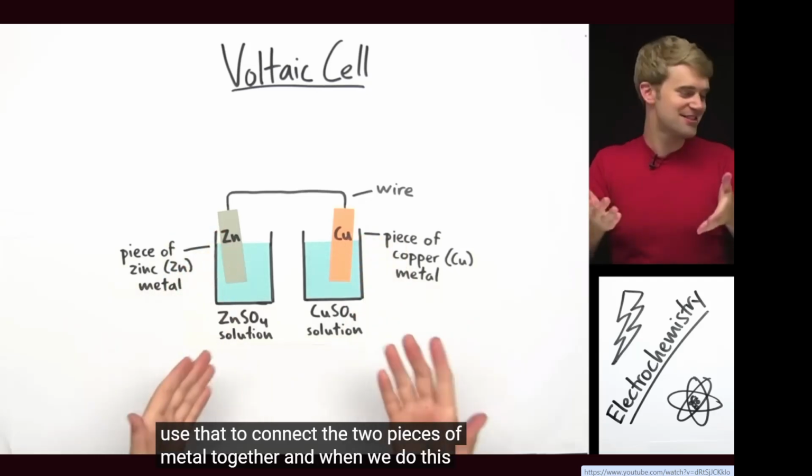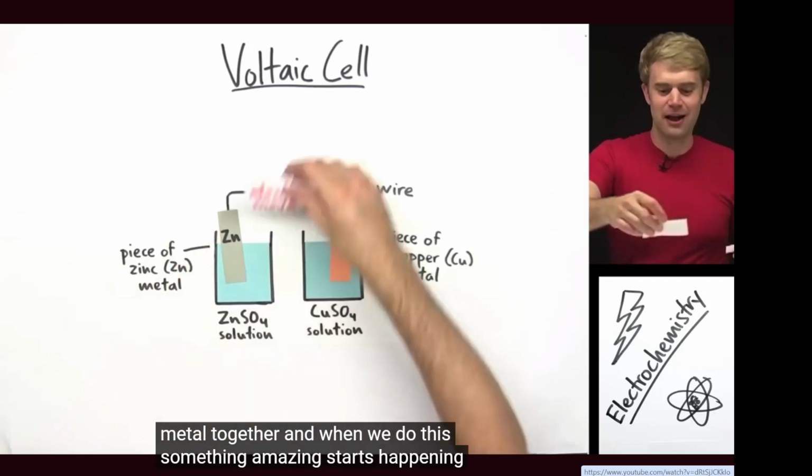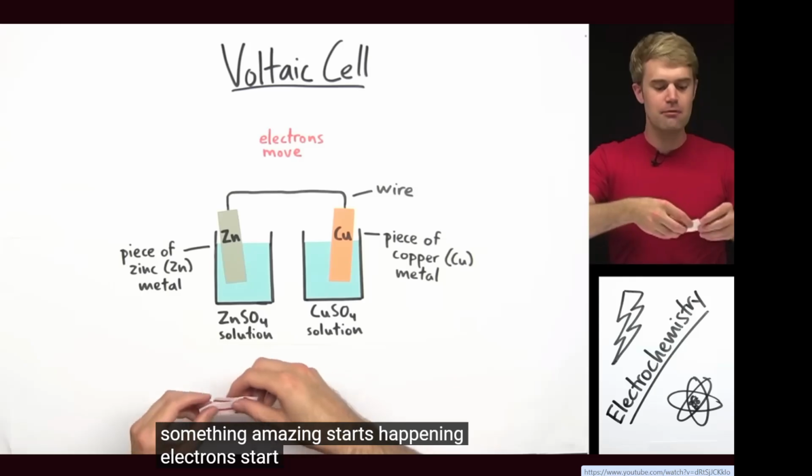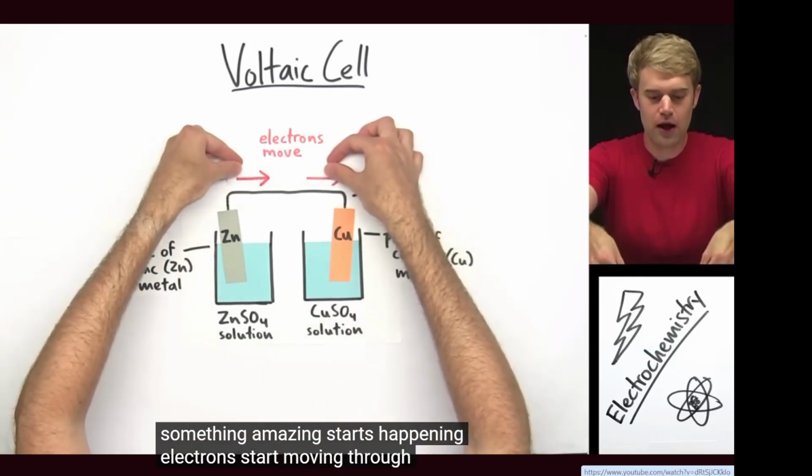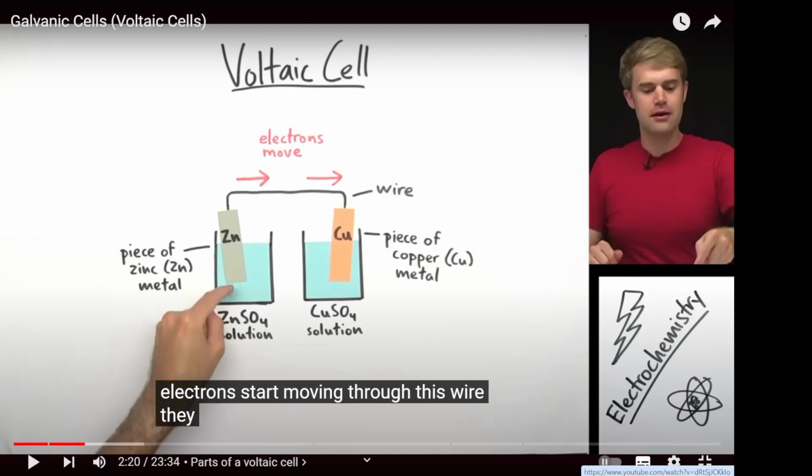And when we do this, something amazing starts happening. Electrons start moving through this wire. And one of the reasons that we're going through this is one of the things that you will be called upon to do is to draw an electrochemical cell. So it's important to know I need two beakers with solutions. I need two electrodes. I need a wire. And then he's going to introduce one more component in just a moment.